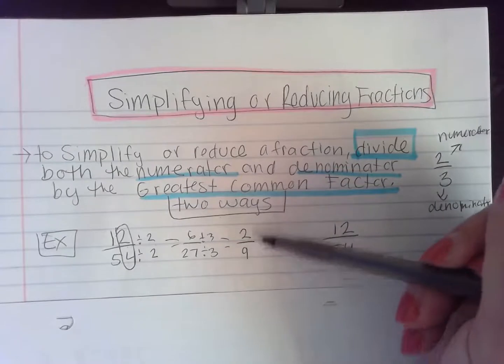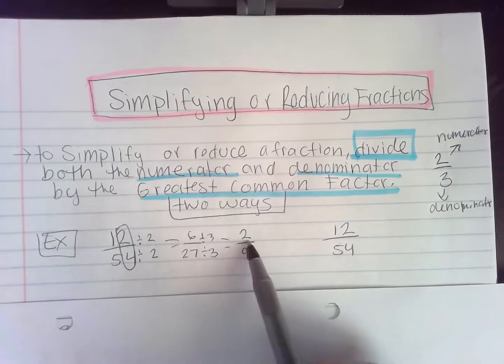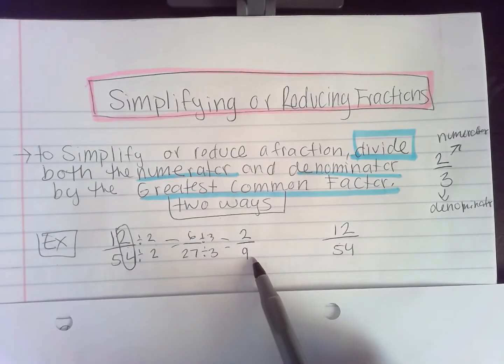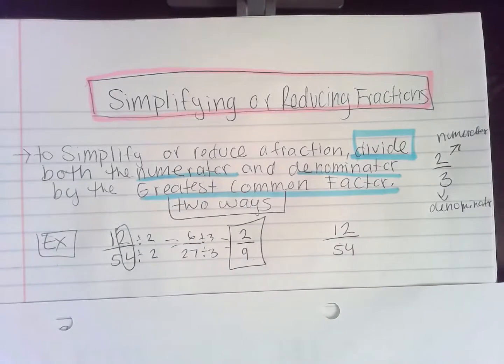Now I have to take a look at this fraction and determine, do they have a common factor between here? Well, let's take a look. The factors of 2 are 1 and 2, and the factors of 9 are 1 and 9 and 3 and 3. So no, this is your fully reduced problem.